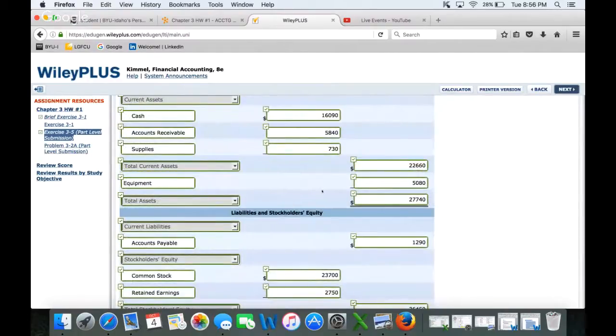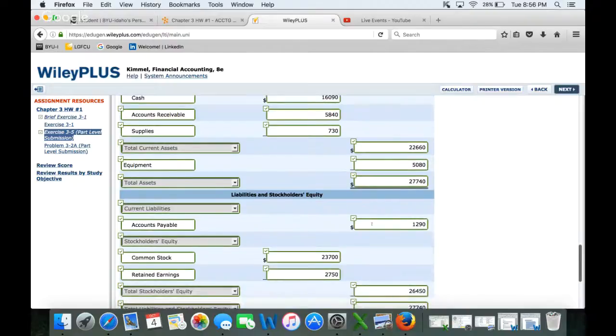And so there's only two types of assets here. There's equipment and there's all your total current assets. And so you'll add the 22,660 for your total current assets to the 5,080 for your equipment. And that gives you a total of 27,740. So you've already got your total assets there.